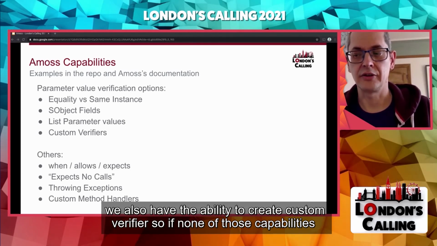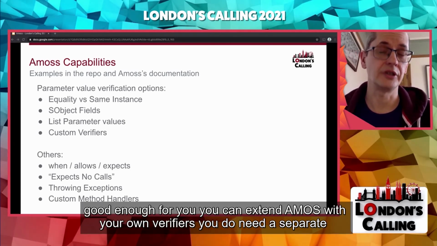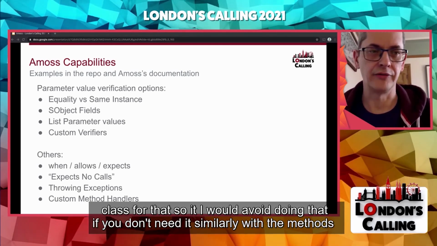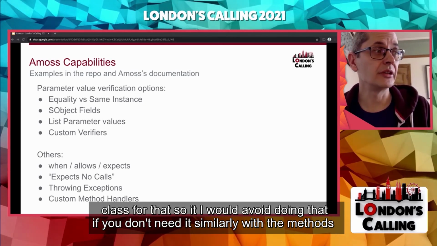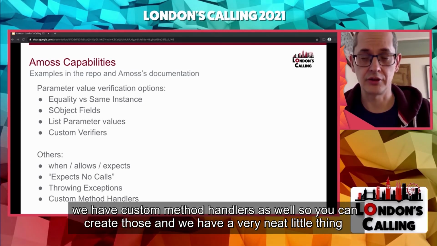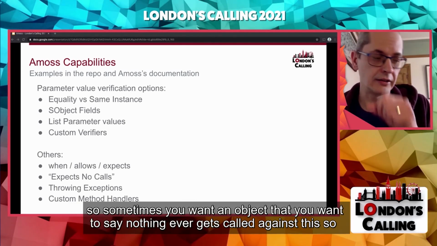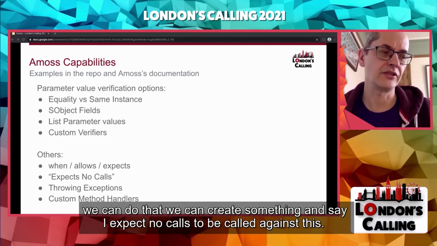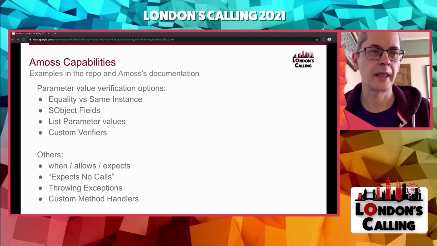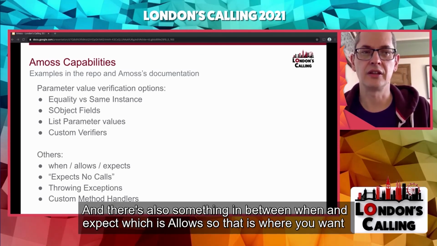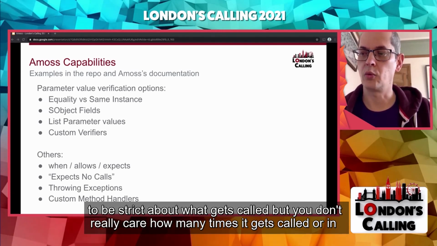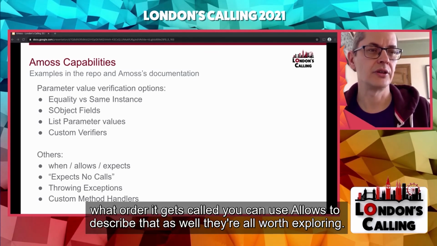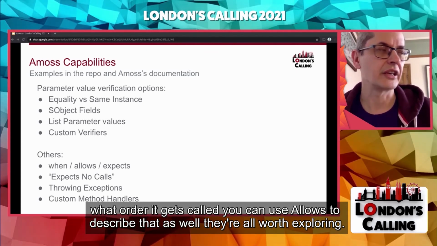We also have the ability to create a custom verifier. So if none of those capabilities are good enough for you, you can extend Amoss with your own verifiers. You do need a separate class for that, so I would avoid doing that if you don't need it. Similarly, with the methods, we have custom method handlers as well, so you can create those. And we have a very neat little thing. Sometimes you want an object where you say, nothing ever gets called against this. So we can do that. We can create something and say, I expect no calls to be called against this. And there's also something in between when and expect, which is allows. That is where you want to be strict about what gets called, but you don't really care how many times it gets called or in what order it gets called. You can use allows to describe that as well. They're all worth exploring.